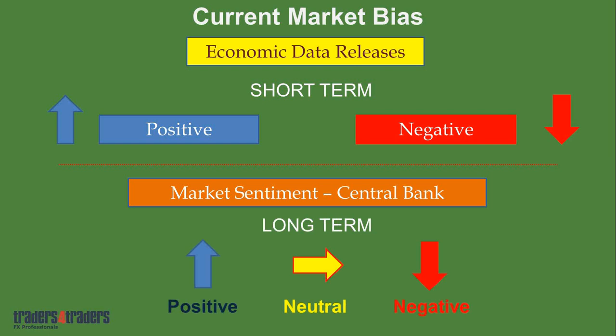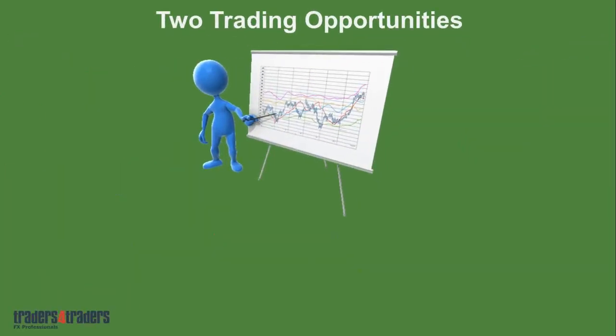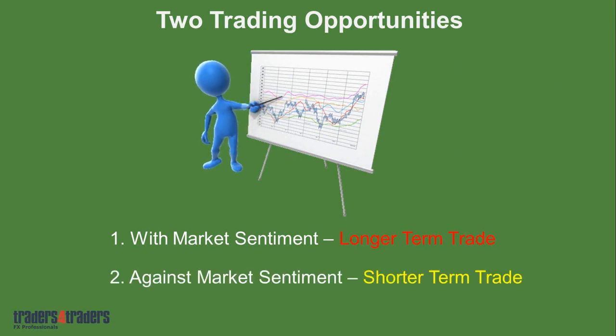So there's two different trading opportunities that you need to be aware of. If the economic data release comes out with the same direction as the sentiment from the central bank, well then there's potential for a longer term trade. Secondly, if the economic data release bias is against the overall central bank sentiment, well there's still a trading opportunity, but it's probably a shorter term trade. The overall market sentiment will dominate the short-term economic bias which comes from the economic data.